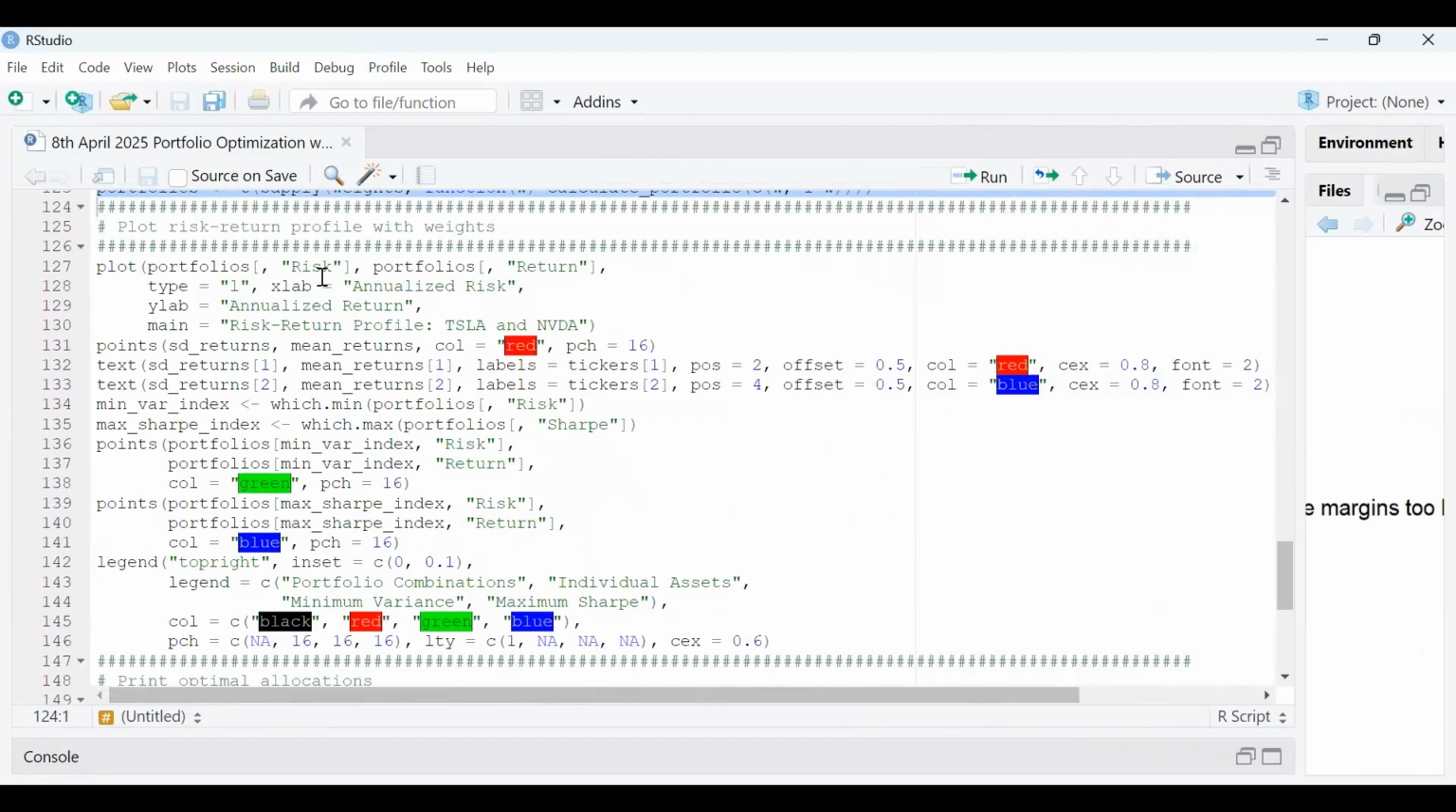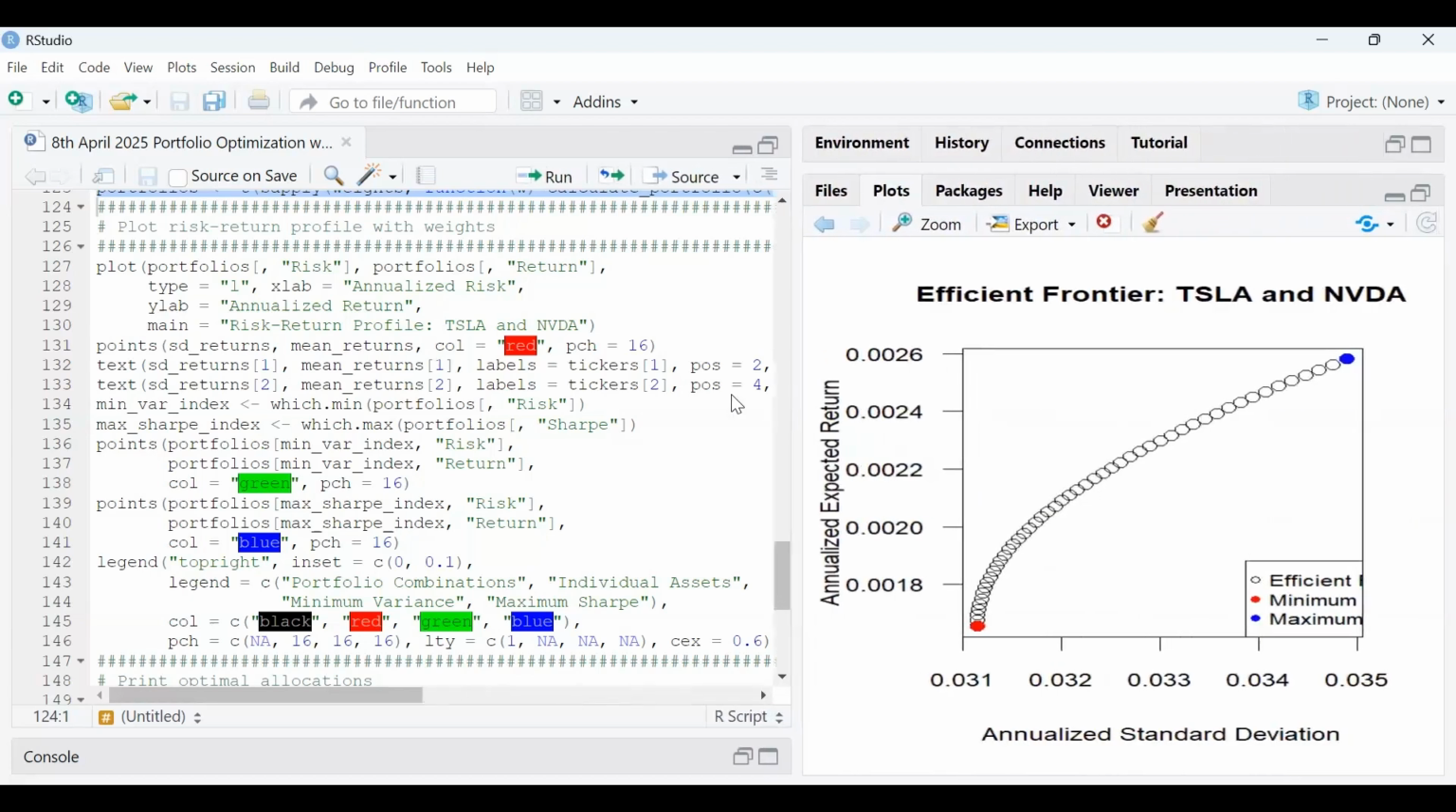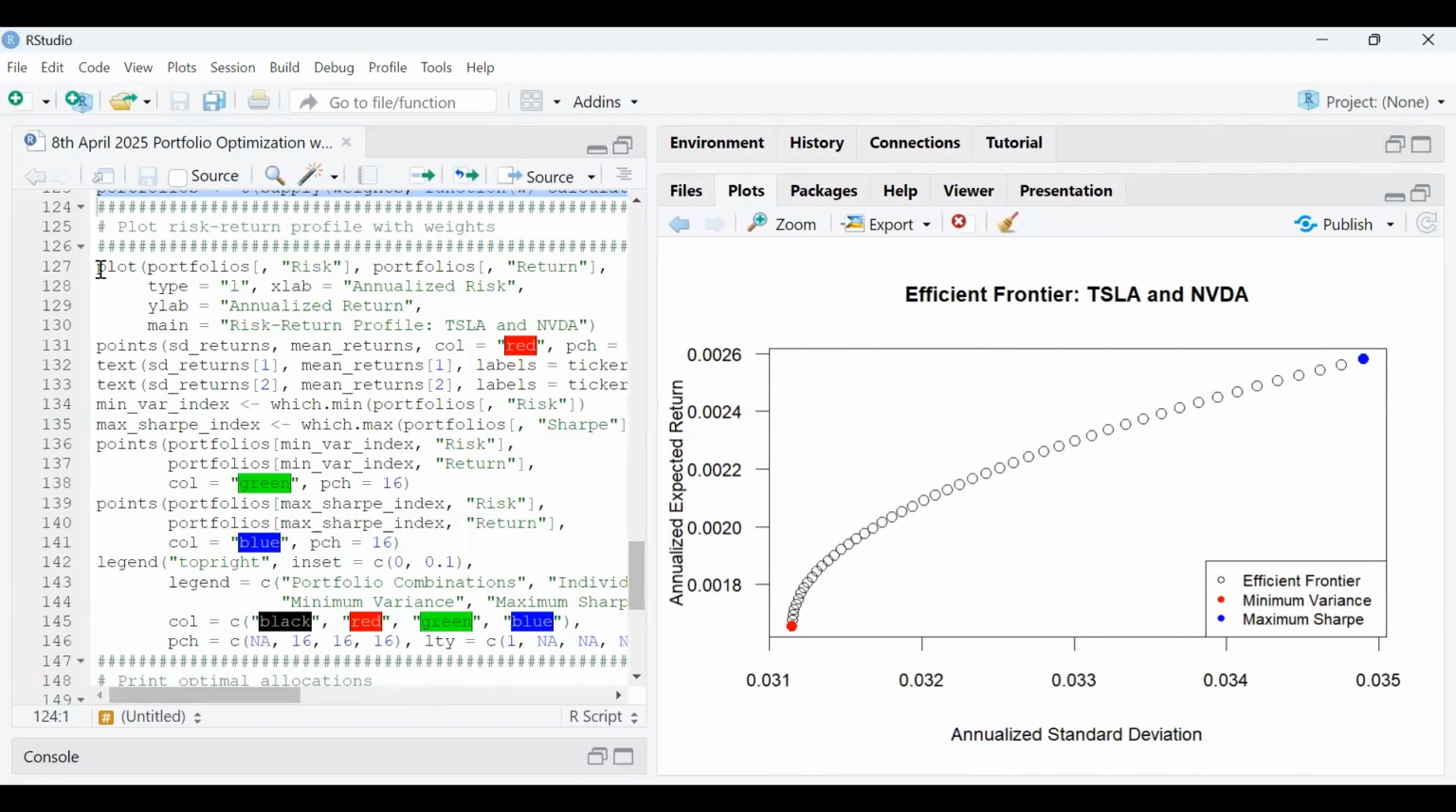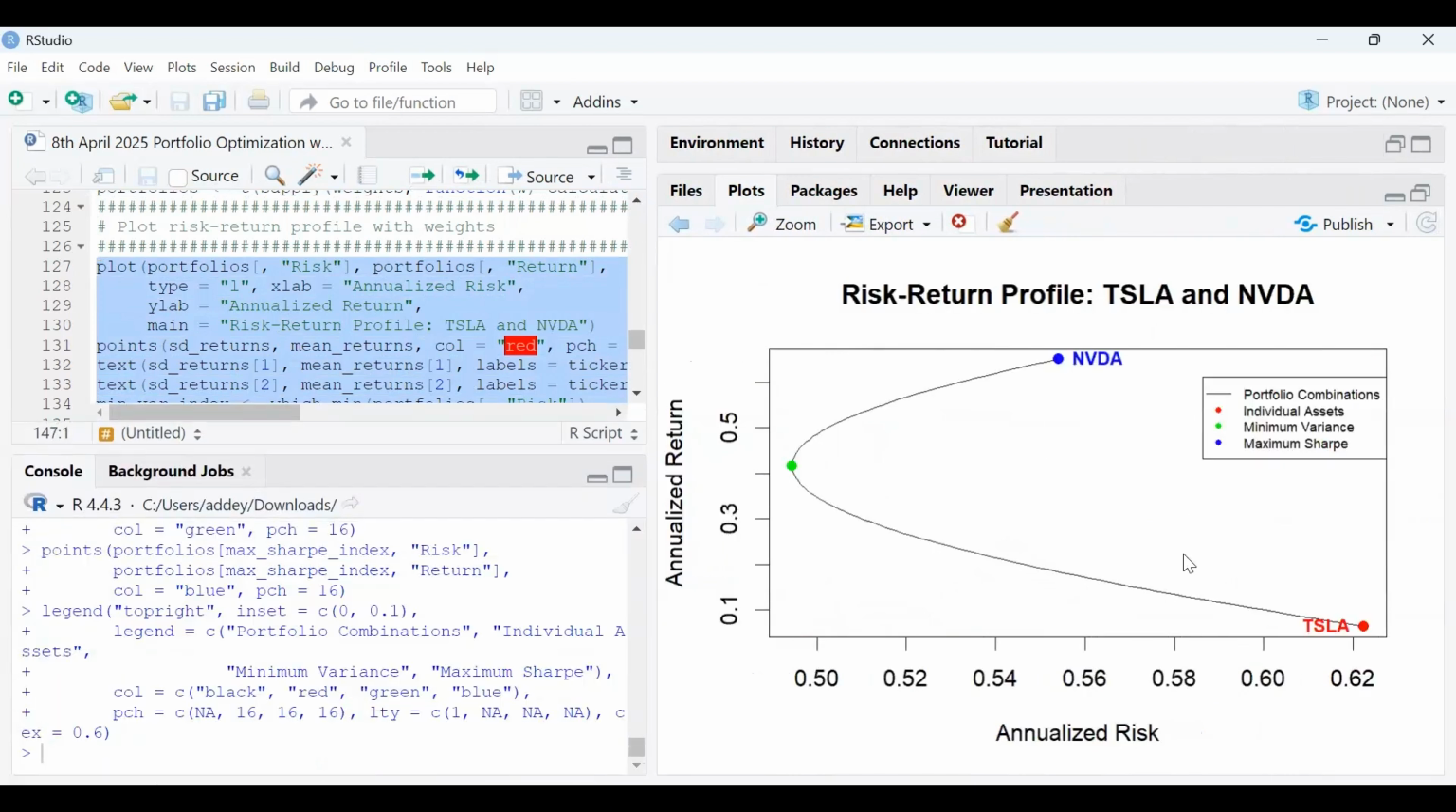So the portfolio's risk and then the portfolio's returns, and then these are the labels I assign to them. And then I assign colors, and then I bring in the aesthetic component. So once you have seen the code as it is, I'll run the codes so that we can see the output here. So this should be the output. Good. So now, this is the risk and return profile for NVIDIA and Tesla.